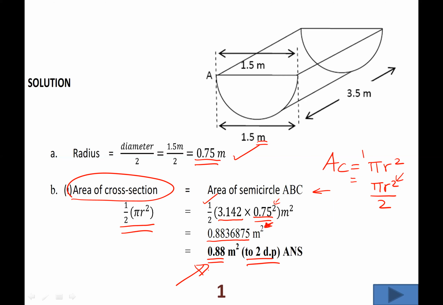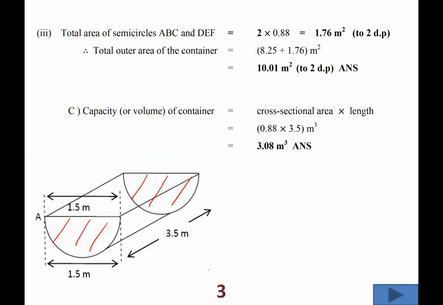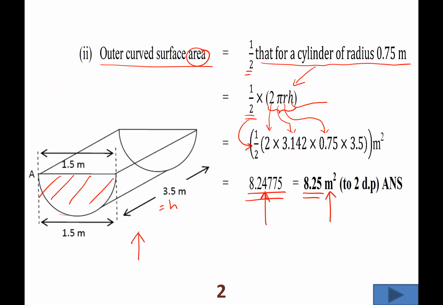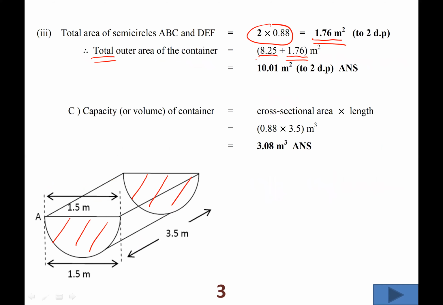But we have to get 2 of them now. So we have to take that 0.88 and multiply it by 2 to get for those 2 semicircles. So that worked out to be 1.76 meters squared. So now to answer part 3, which is the total outer area, we'd have to add the area of the 2 semicircles, which is the 1.76, to the area of the outer curved surface area, which we had gotten here to be 8.25. So we're going to add that here, 8.25. So 8.25 plus 1.76 gives us 10.01 meters squared. And again, we round into 2 decimal places as requested.